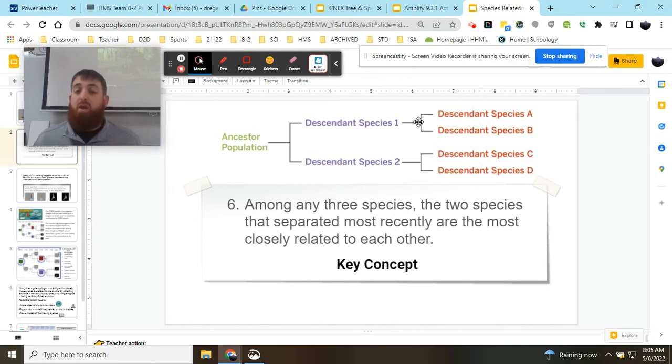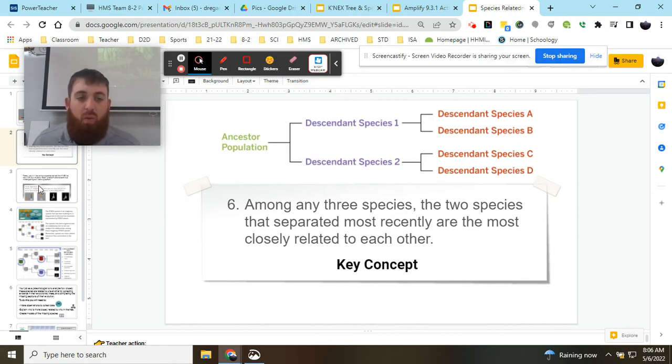Whereas even though A, B, C, and D are all in the same place in terms of the column, compared to descendant species 1 and 2, compared to the ancestor population, even though they're on the same side of the diagram, their connection and when they were separated helps us to see they're more closely related. Just like if we're looking at descendant species 1, they are more closely related to descendant species 2 because that's where they are connected. They're also related to descendant species A and B, and that connection we see in the lines helps us understand their relatedness.